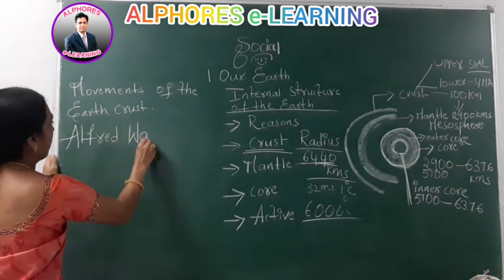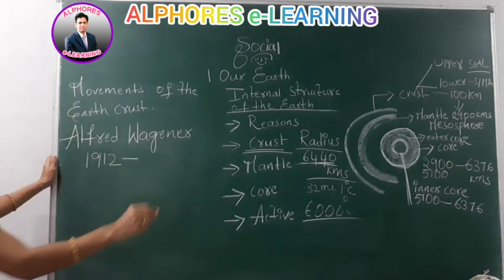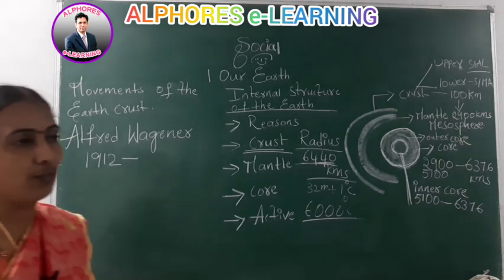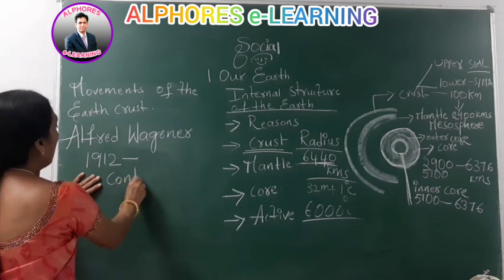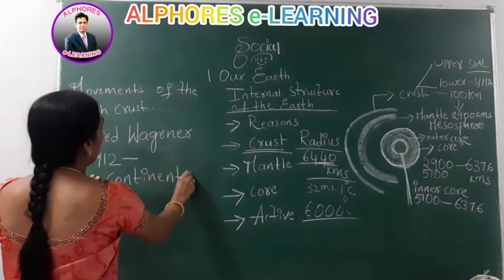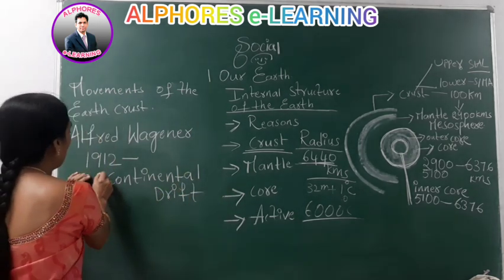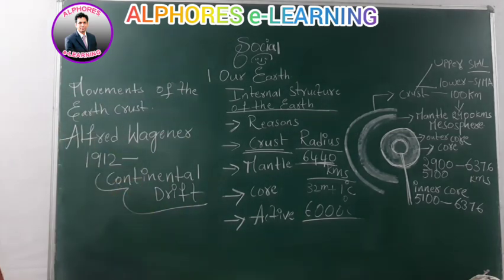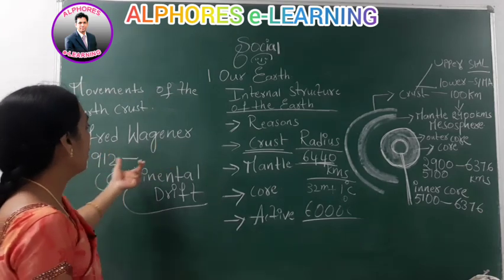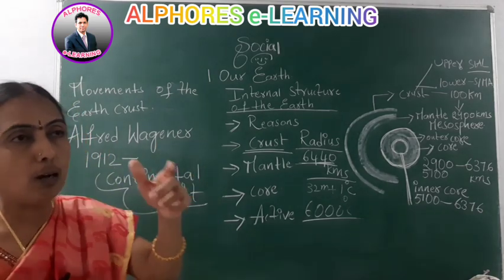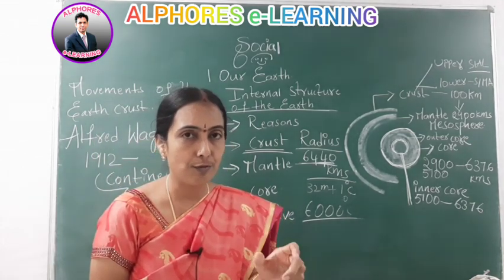Alfred Wegener. In 1912, this German geophysicist propounded a theory called Continental Drift, in order to answer how the earth formed, whether at the time of formation the same 7 continents and 5 oceans were there, or it was something different. In order to answer this doubt, this great personality, Alfred Wegener, a German geophysicist, propounded a theory in 1912, and that theory is called Continental Drift.